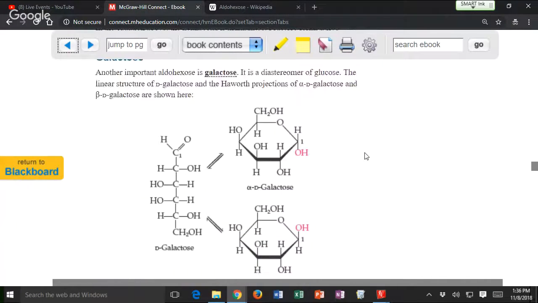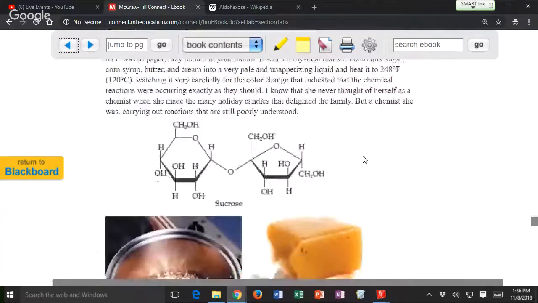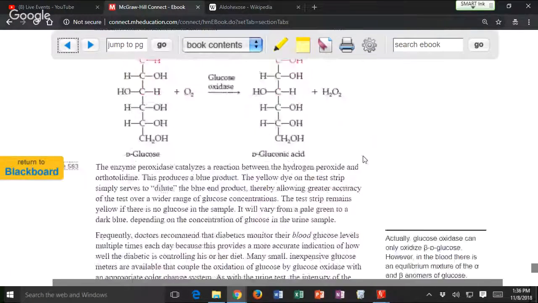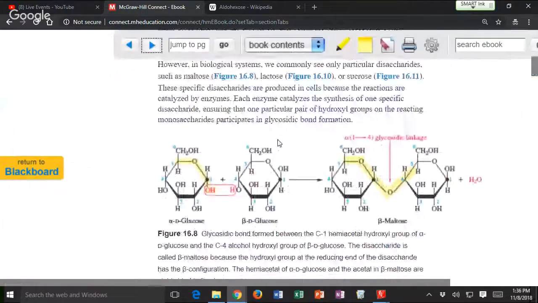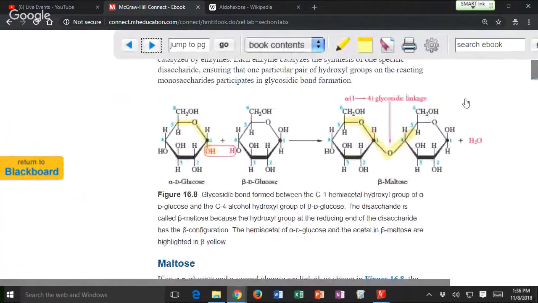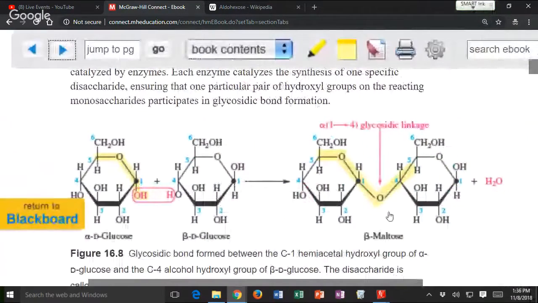All right, so you can look through the book. There's some other types of things that they talk about too, but let's skip over and start looking at some of the disaccharides. There's a couple things that separate disaccharides from each other. One is which sugars are used to make them, and the other is how they are linked.